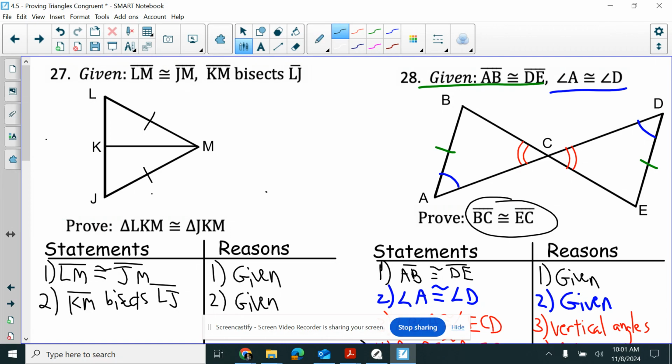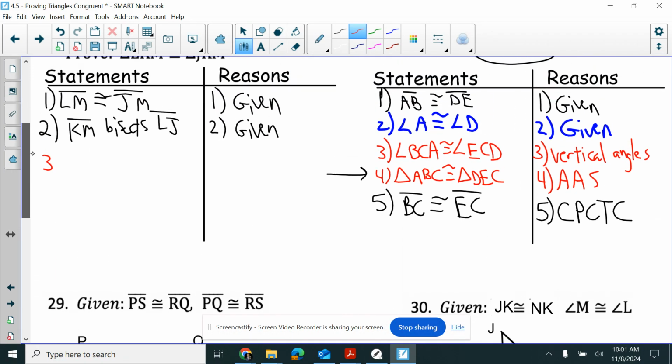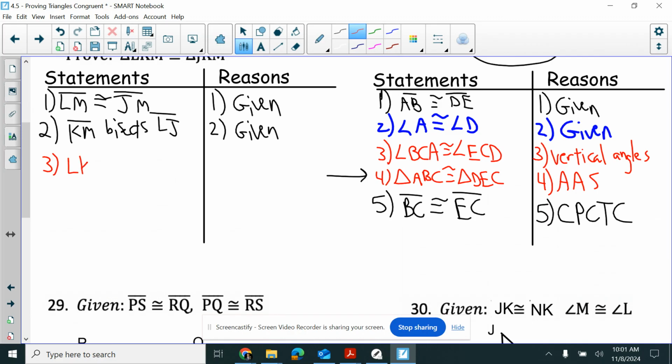The one thing students get confused on is which one is being bisected or split in half. LJ is the one that's being split in half. So if this is LJ, then this half is equal to this half. Whenever you have a bisector, you have to figure out what 2 pieces are equal, and then you have to write those down. So that means that LK and JK are congruent. LK is congruent to JK, and the reason is the bisector. So what we actually have to write is definition of bisect.